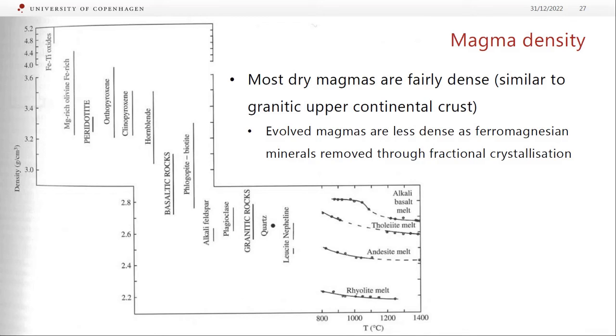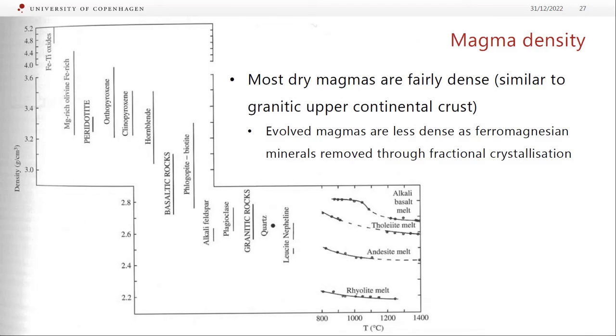And on the right here, we've got various magmas with the density plotted as a function of temperature. So the density changes when they heat up or cool down. You can see that most of them are similar to this granitic rocks area. The tholeiitic melt is about 2.6 grams per centimeter cubed, depending on temperature. And upper continental crust is pretty broadly granitic. So if we had something like a tholeiitic melt ascending through the crust, it could hit a level of neutral buoyancy and just stop, because it's the same density as the rocks around it. There's nothing driving it upwards anymore.